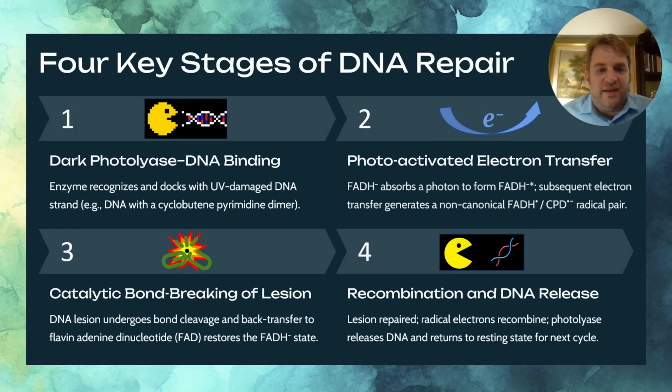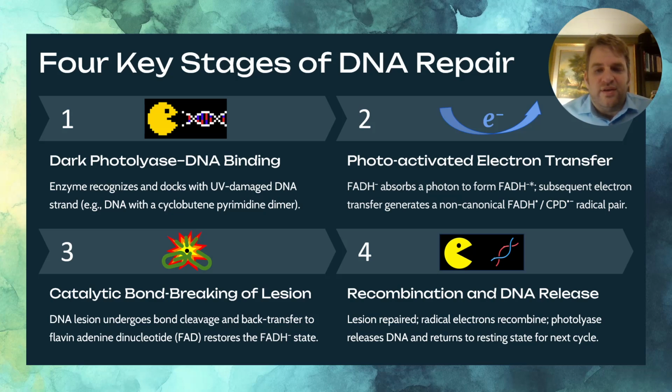Now, with that in mind, there are 4 key stages of DNA repair. First of all, there is dark state photolyase DNA binding. We're not thinking of any photons at this stage. The enzyme, if it's floating around, attaches to the DNA, it slides until it docks and finds the UV damaged part of the DNA strand. And this would be, for example, DNA with a cyclobutene pyrimidine dimer. I'll talk about that in a moment, but this is DNA with a CPD lesion.